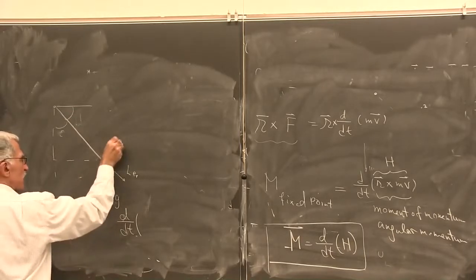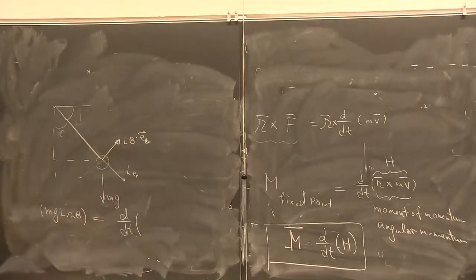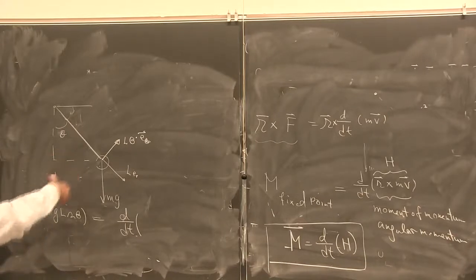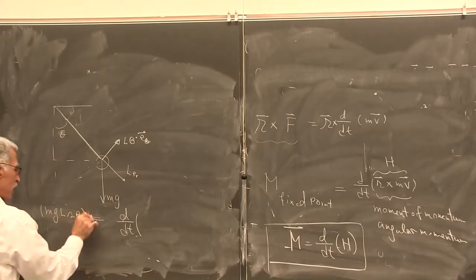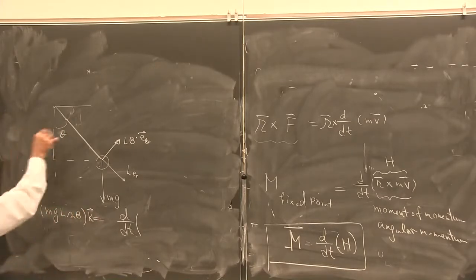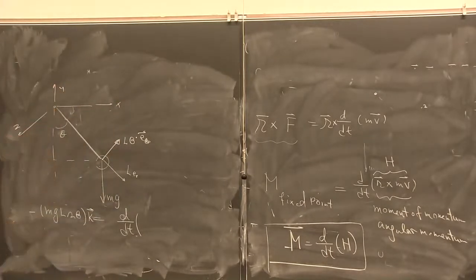We would have velocity in the direction of L theta dot e_theta. We have to always go in the direction of increase in theta. So mg times L sine theta, and clockwise is positive. Or you can say this becomes minus k, since it goes into the blackboard. This is x, y, and z is coming out here.